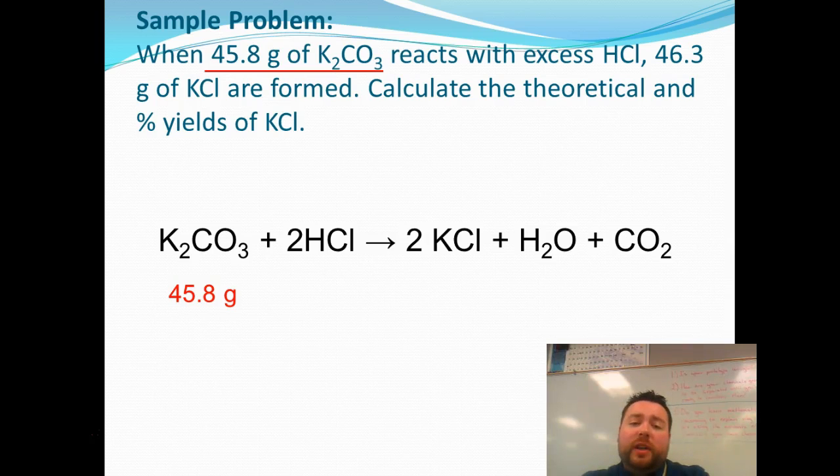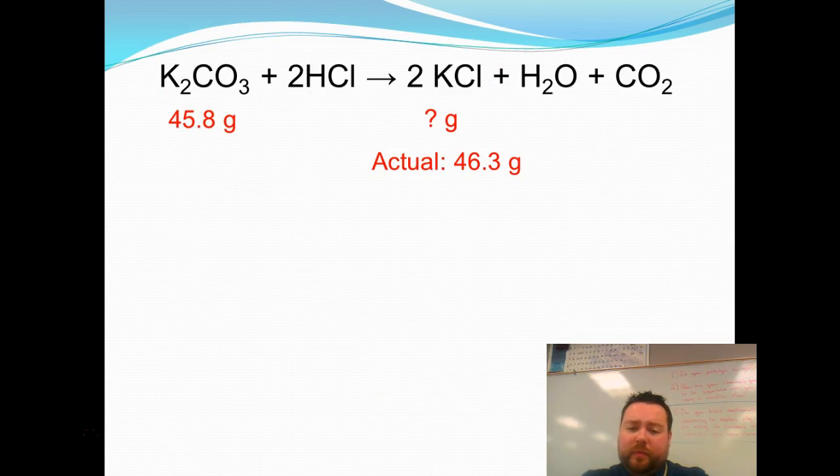On the other side, we know how much potassium chloride was actually formed in the reaction. So that's going to be our actual yield, which is 46.3 grams. I've identified that in the problem. Now, the unknown, the thing that we need to find is the theoretical yield of potassium chloride, because in order to get our percent yield, we need that theoretical yield anyway. So that's our question. We need to find that part out.